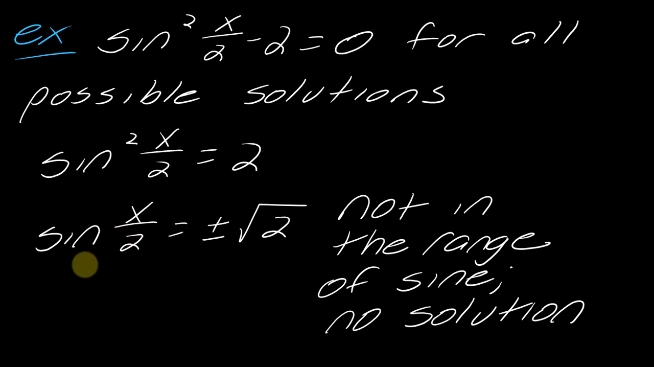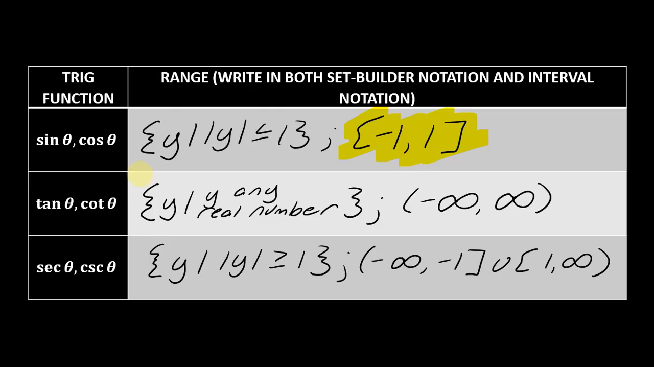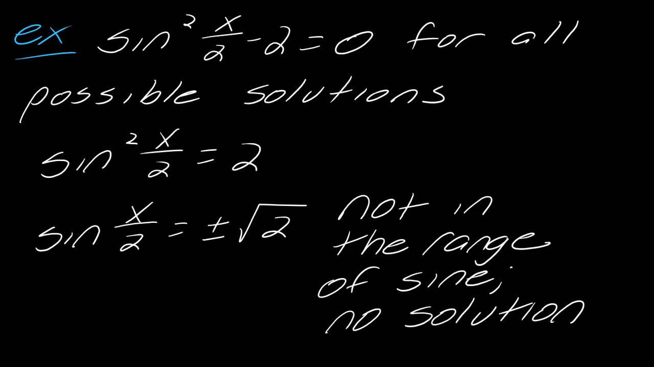So think about what this is saying. This is saying that the sine function is going to equal some value bigger than 1, but I know that the range of sine cannot exceed 1 or -1. That's where it's kind of blocked off. So this square root of 2 is not in the range of sine, therefore there is actually no solution. So there's kind of the idea behind that.